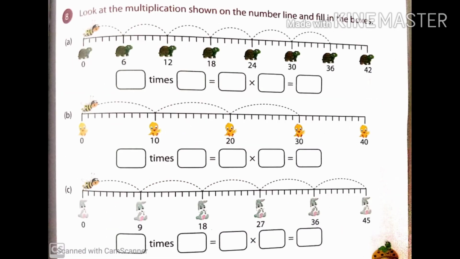Look at the multiplication shown on the number line and fill in the boxes. Number A, number B, number C. You have to write down the answers.